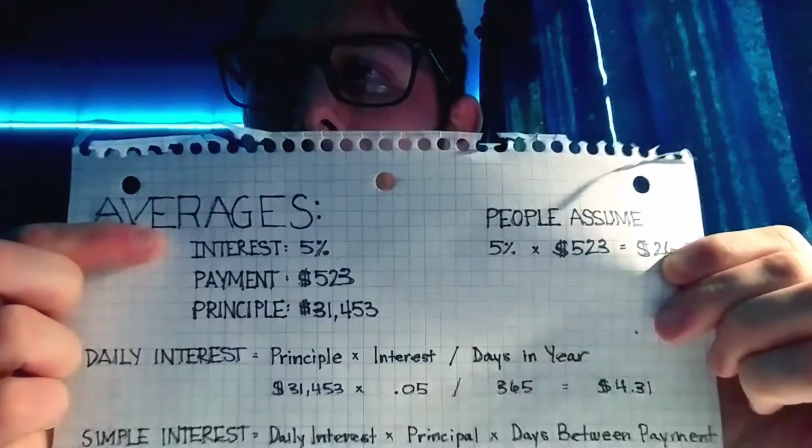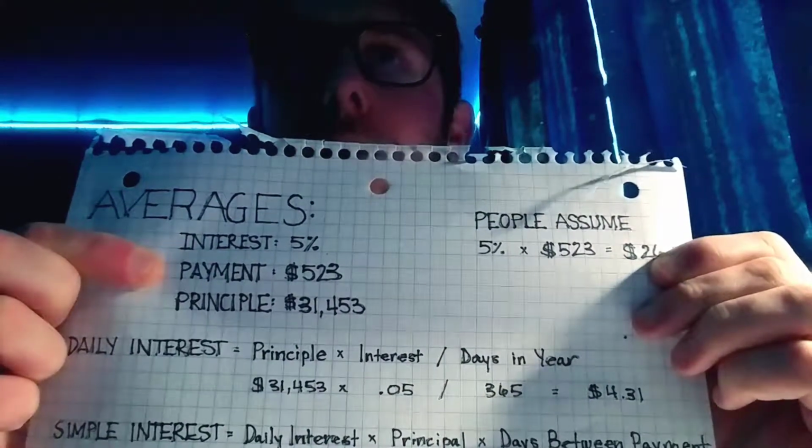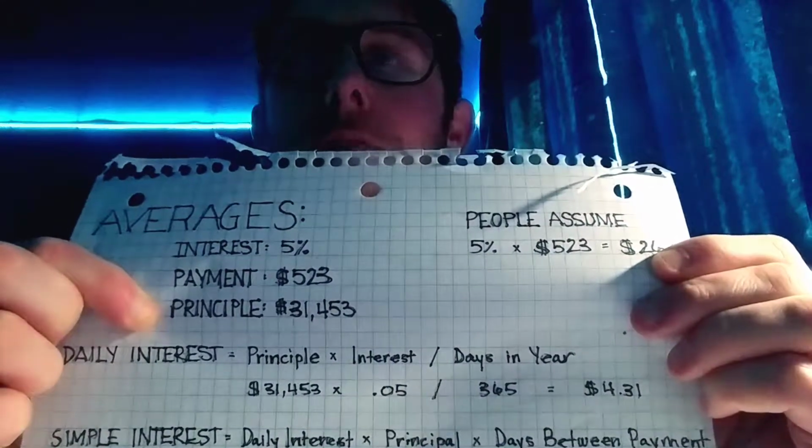The average monthly car payment in the first quarter of 2018 was $523, and this is according to Experian in an article by Phil LeBeau at CNBC.com. And in that same article, it shows the average borrowed amount at $31,453. Another term for the average borrowed amount could also be referenced as principal amount. So just to reiterate, our interest is 5%. Our average monthly payment is going to be $523. And our principal is $31,453.